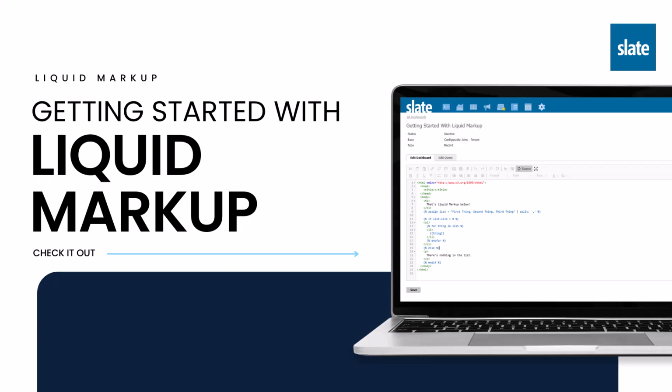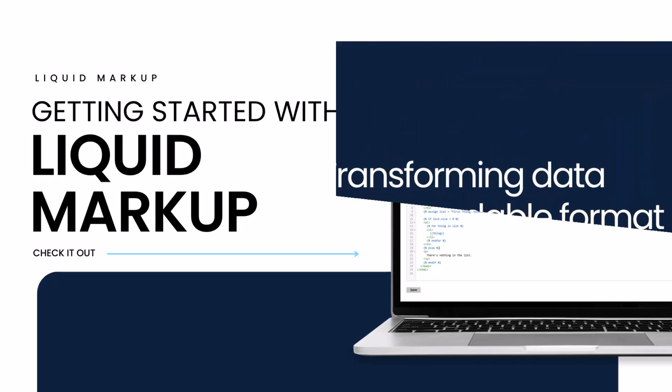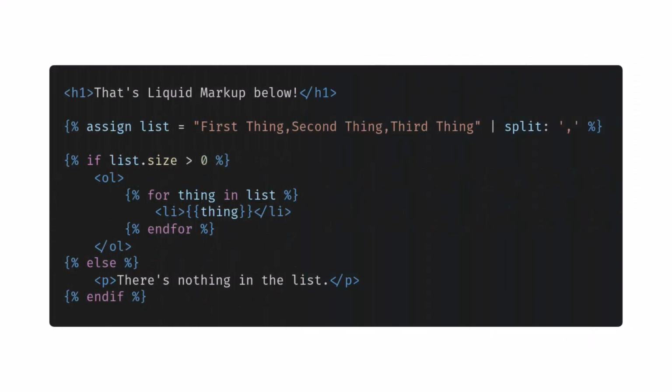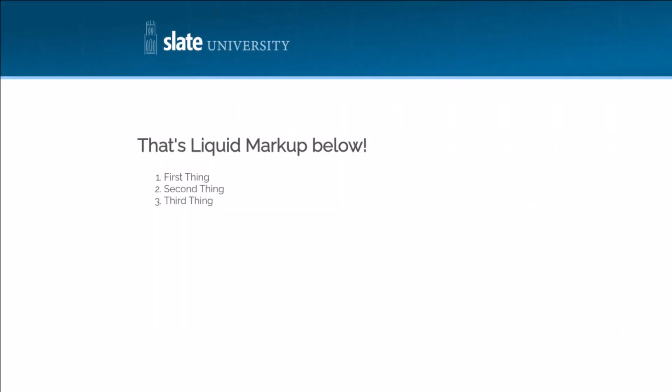Today, we'll be discussing the basics of Liquid Markup, a powerful tool built on top of the Liquid templating language developed by Shopify. The primary purpose of Liquid Markup is to manipulate and transform data. Usually, this looks like transforming data points or lists into a readable format for your users' consumption. In other words, you can use Liquid Markup to personalize content for your audience.